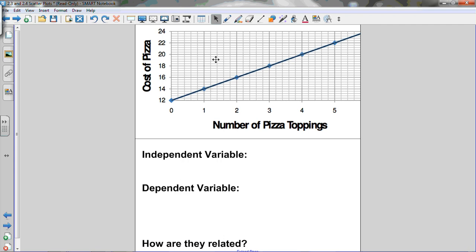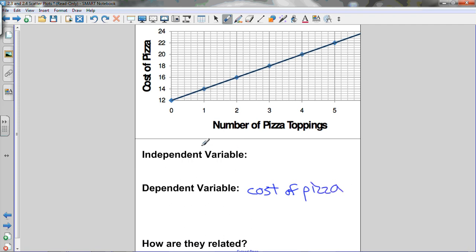So let's ask ourselves the question again. Does the cost of the pizza depend on how many toppings? Or does the number of toppings depend on the cost of the pizza? And hopefully you're starting to get the hang of this, and the first one will make more sense to you. The cost of the pizza depends on how many toppings you put on. Like if you're ordering a pizza, the more toppings you put on, that's going to affect the cost of your pizza. Okay? The cost of pizza depends on the number of toppings you get. So it's dependent. Okay? Dependent variable is the cost of the pizza.